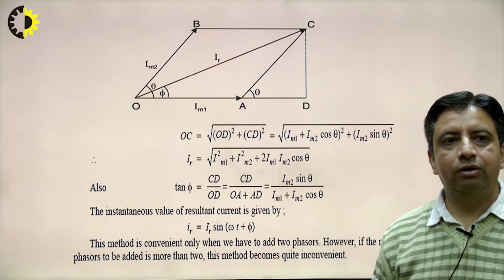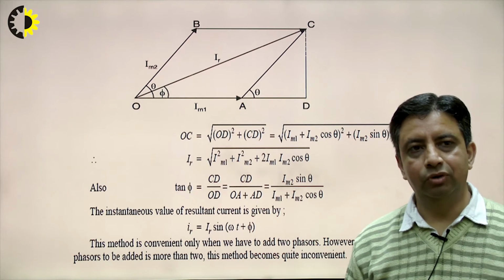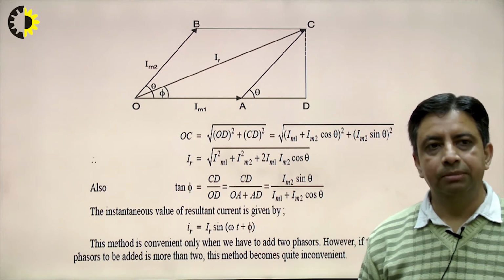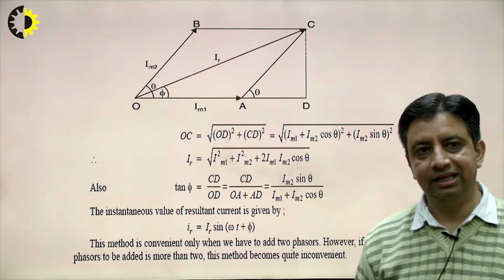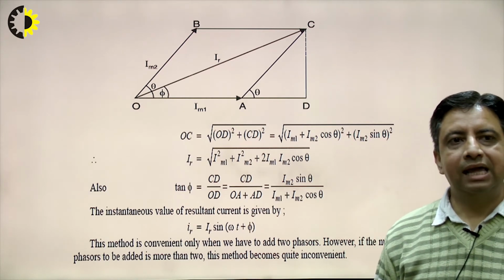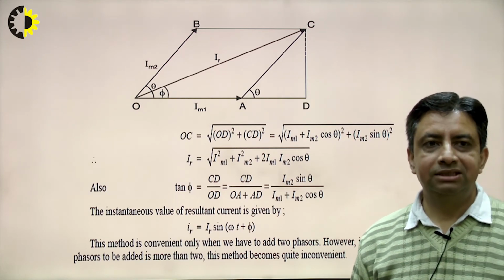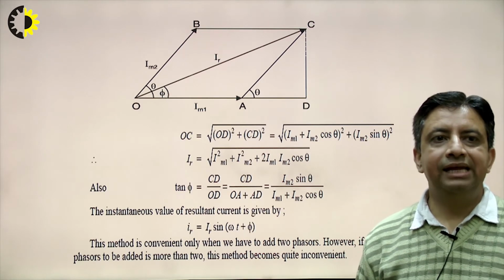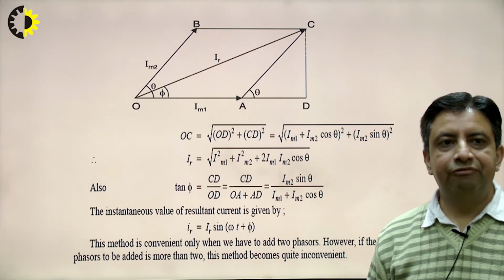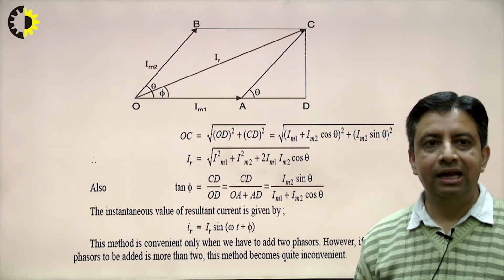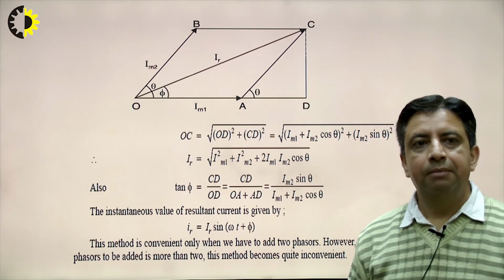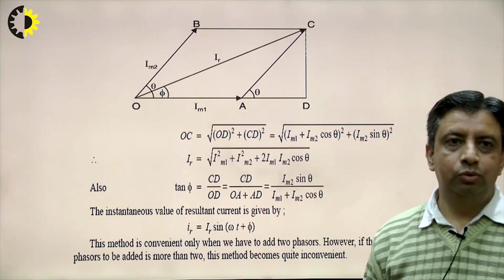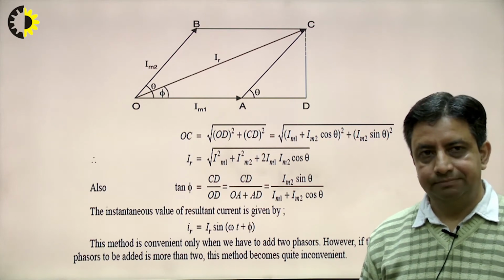Hence, we can write down the resultant in the expression form, that will be equal to small i r, that is the instantaneous value, equal to I r sin omega t plus phi, where I r is the maximum value of the resultant current and phi is the phase angle. So, this is the first method by which we can add two AC quantities.